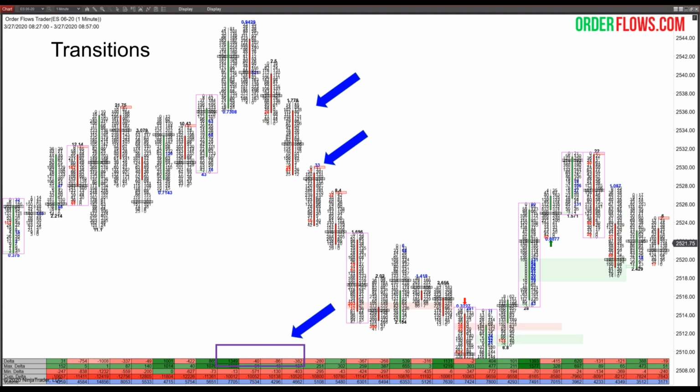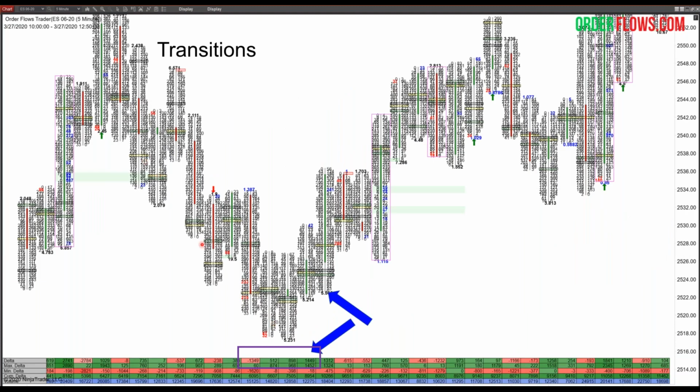Okay, now what do you have here, right? Again, S&Ps, this time it's a 5-minute chart. People say, why do you show a 1-minute chart? Why do you show a 5-minute chart?